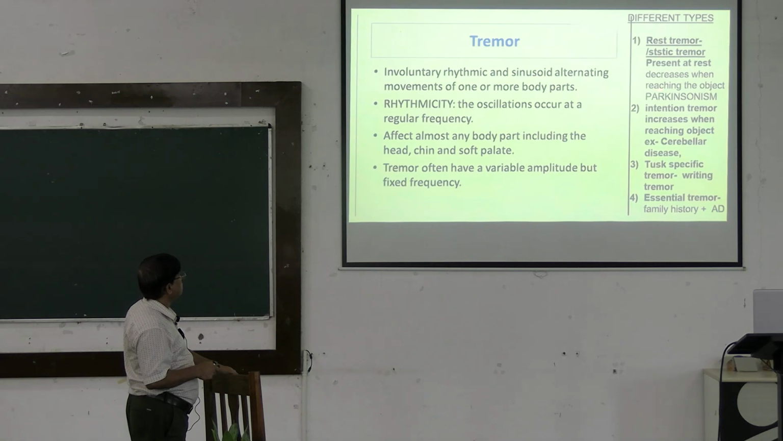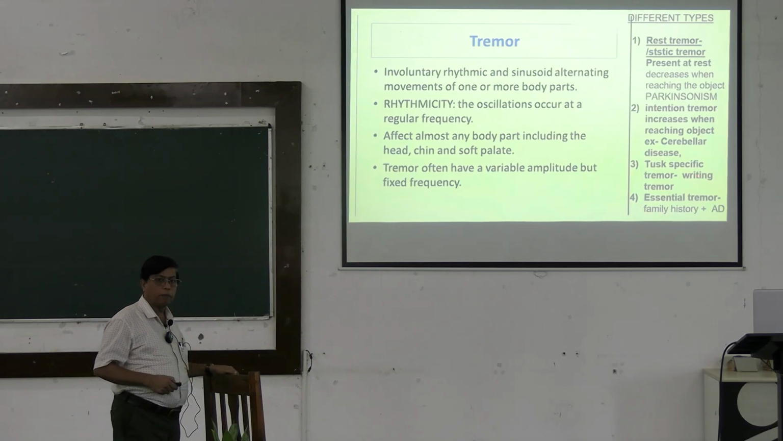Parkinsonism is a type of rest tremor, or you can call it a static tremor. Intention tremor is when the patient goes into action. This is called cerebellar disease. These two are very important types. But other types of tremor are there also, like task specific tremor, writing tremor.